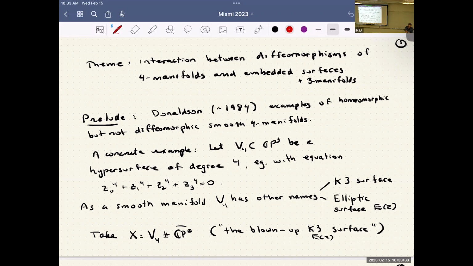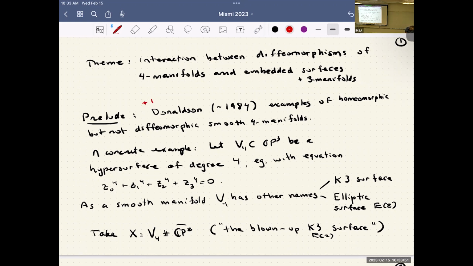So Donaldson showed us a long time ago, in 1984, together with the work of Freedman for the homeomorphism part, that there were four manifolds that were homeomorphic but not diffeomorphic. That's quite striking, contrary to what one might expect from high-dimensional topology.